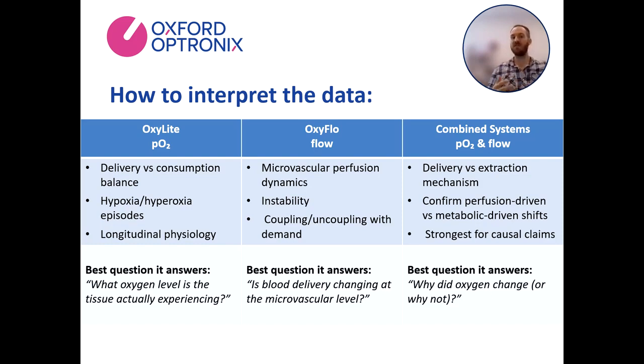Moving on, the OxyFlo on its own gives you microvascular perfusion dynamics with laser Doppler. It's great for seeing instability, drops and rebounds, and coupling or uncoupling with demand. And together, from the same microregion via a combined PO₂ flow sensor, you can separate delivery effects from extraction and demand effects when signals don't match. That reduces spatial confounds and makes the mechanistic story cleaner. Why did oxygen change, or why didn't it?